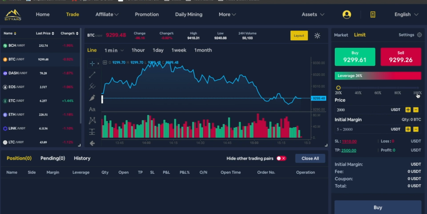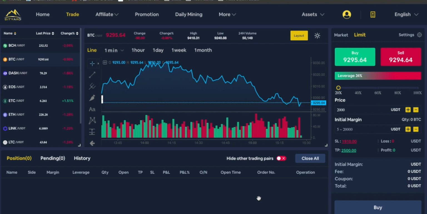You have to know exactly what you're doing, and you don't necessarily just have to do it for the sake of trading. You really have to analyze and understand what you're about to get yourself into, because you can end up depleting your whole entire account. The other thing that I forgot to mention is Bityard at the moment only offers isolated margin trading. They do not have cross margin trading yet.